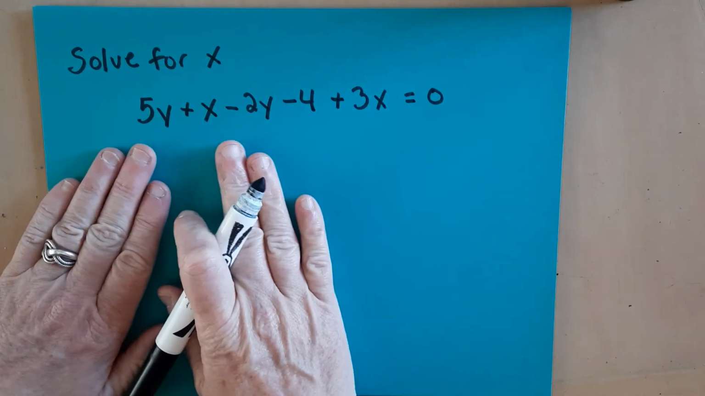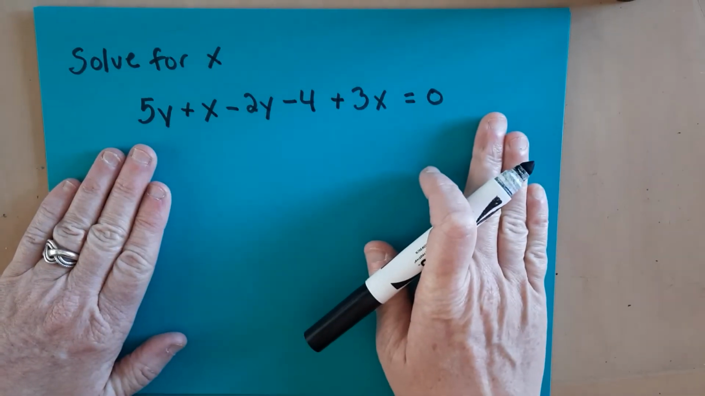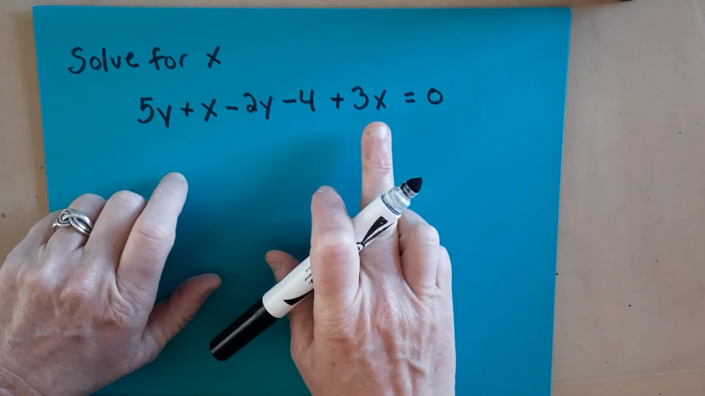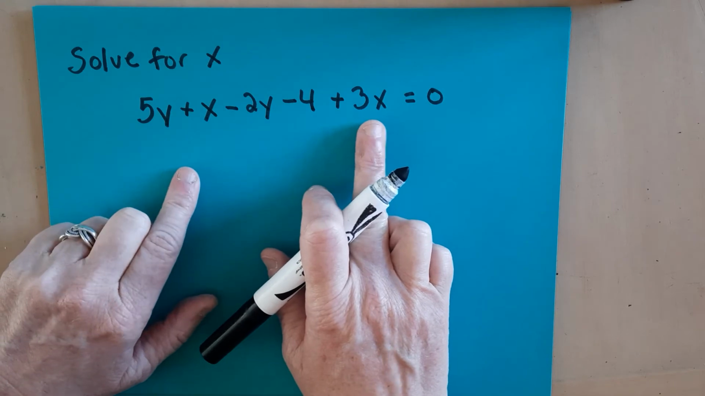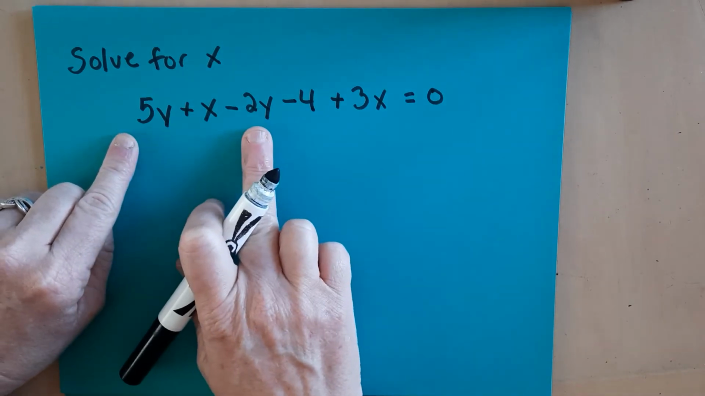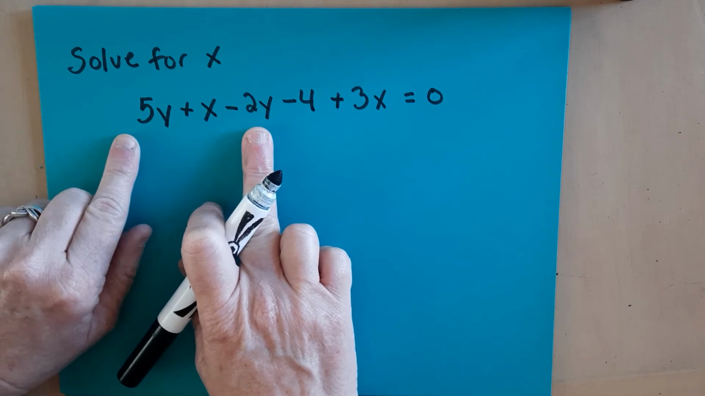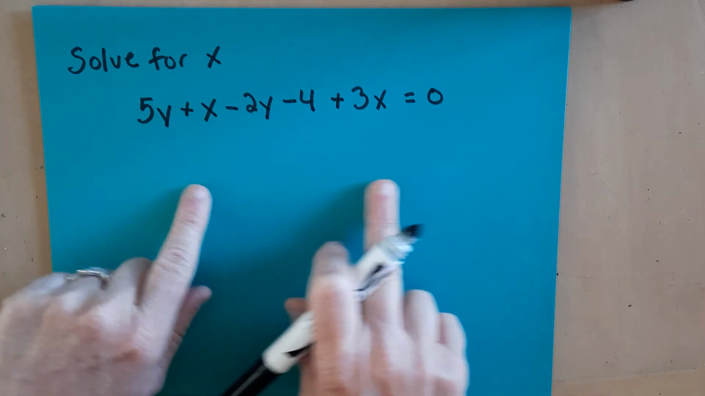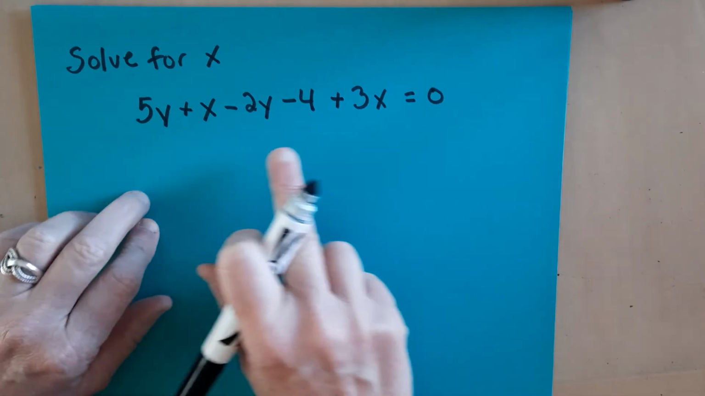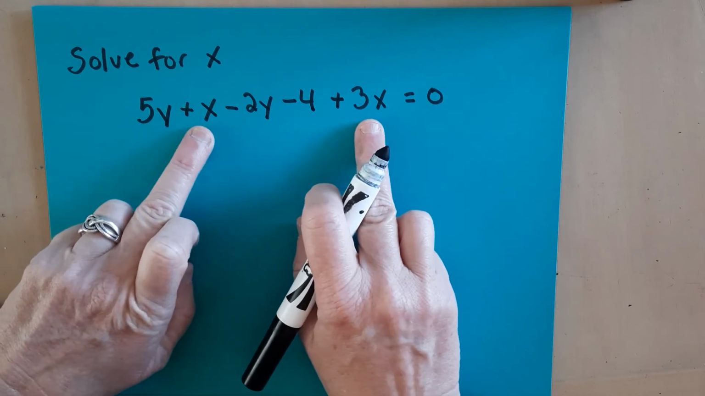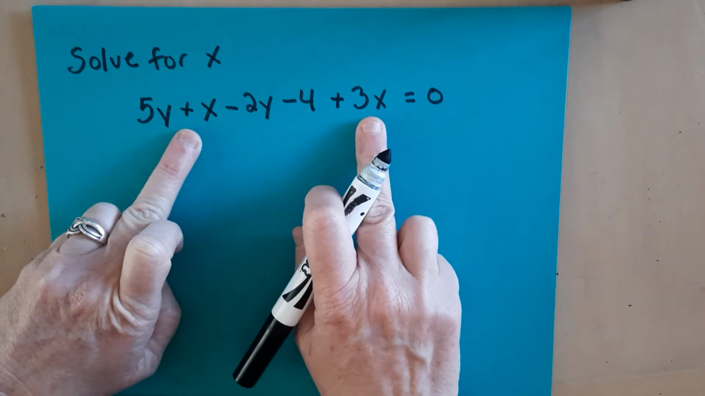So we're going to start by moving everything that doesn't have an x in it over to this other side. And then we can also combine like terms on this side. So first of all, we're going to see we have 5y minus 2y, which gives us 3y. So we're going to want to subtract a 3y to get rid of those two to the other side. So we'll go ahead and do that first. And we're also going to combine these two like terms of x's. This is 1x plus 3x.